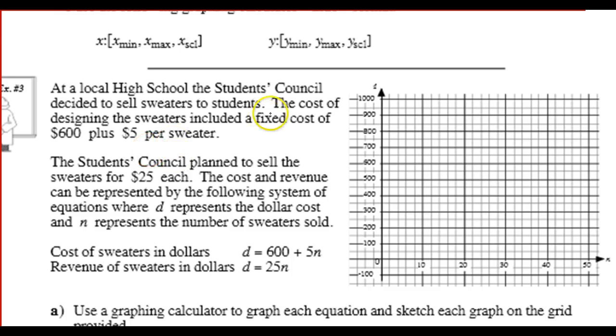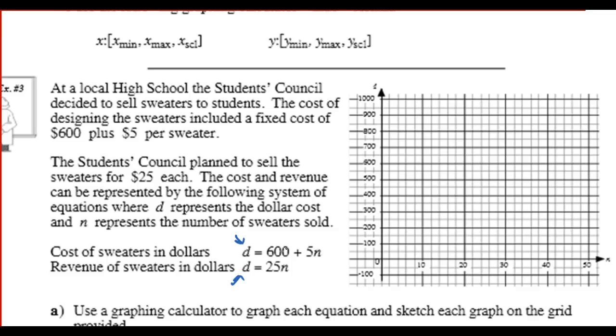The revenue can be represented by the following system of equations, where D represents the dollars and N represents the sweaters. Okay, so again, we have a system here. This is the cost to make the sweaters, this first equation, and this second equation is the revenue. Okay, because they're charging 25 bucks a pop here, 25 bucks for each sweater.